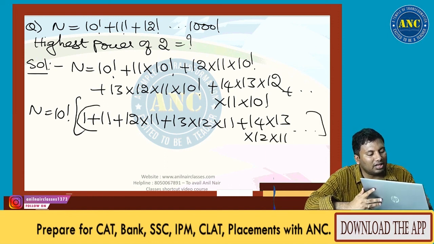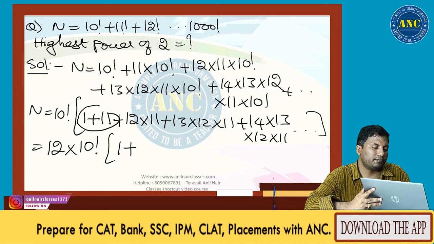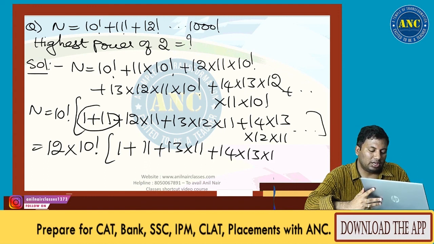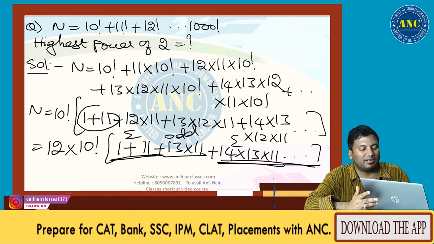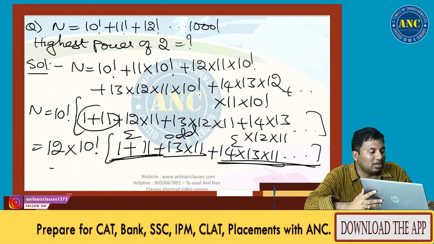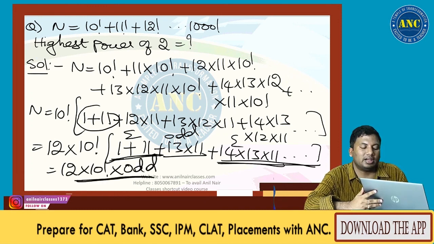1 plus 11 is 12. If I take 12 common, it is 12 into 10 factorial times (1 plus 11 plus 13 into 11, here it will be 14 into 13 into 11 and so on). These are all even numbers. 1 plus 11 is 12, even. These terms are odd. Even plus even is even, even plus odd is odd. An odd number will not have any powers of 2. So we have 12 into 10 factorial into an odd number. Till here it is clear.